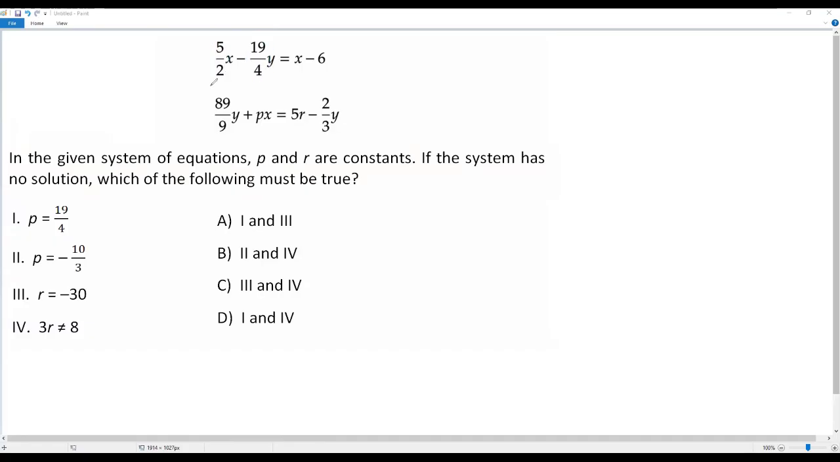For that we have to consider the denominators, 2 and 4. The least common multiple of 2 and 4 is 4. Now we can multiply both sides of this equation by 4. That is, 4 times 5/2 x minus 4 times 19/4 y equals 4 times (x minus 6). Here we can distribute this 4 to each term. On the right side, I'm getting 4x minus 24.